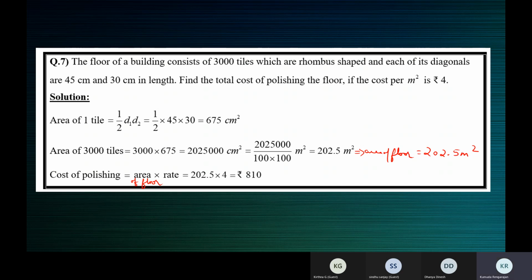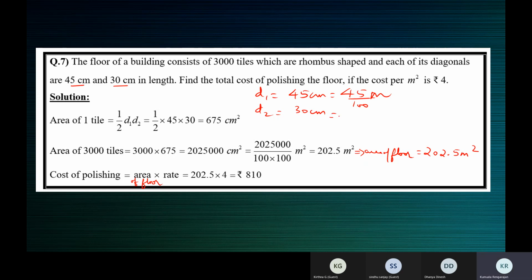Alternatively, please listen, children. Alternatively, you can convert 45 centimeter and 30 centimeter to meter before you find the area. D1 is 45 centimeter. How do you convert this to meter? 45 by 100. So you can just leave it like this, so many meters. I'm just telling you the alternate method. You can convert these values, 45 centimeter and 30 centimeter, to meters, so you'll get the area directly in meter square.